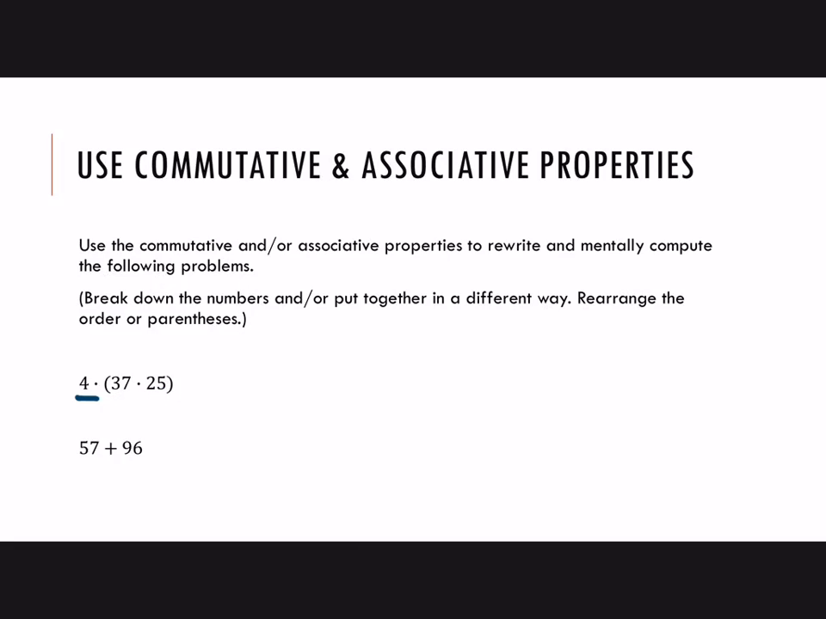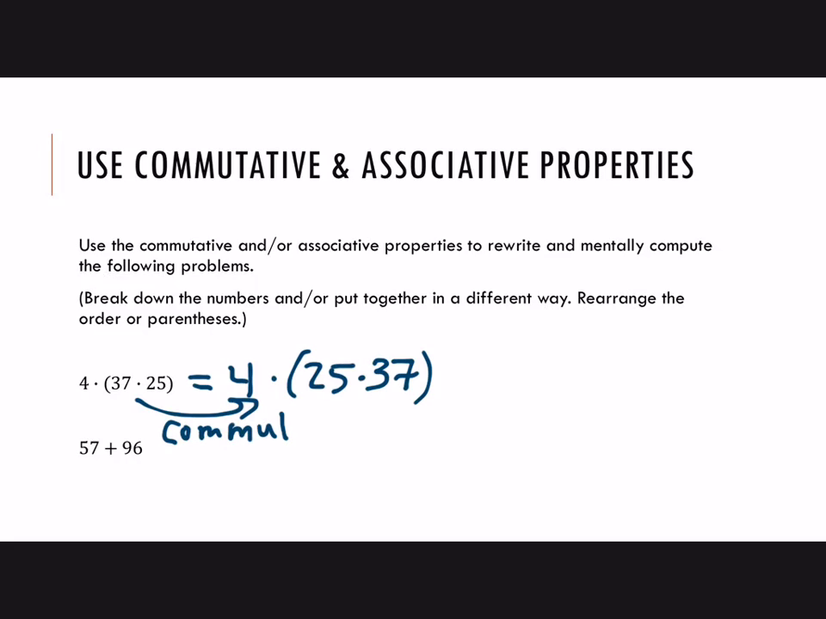Well, how do I know I'm allowed to do that? I know because of these two properties. All right, so first thing I could do is switch the 25 and the 37. And if you look at the part of the problem that I've changed, why am I allowed to do that? Well, I've switched the order of two numbers that are being multiplied, so that's the commutative property. So if I'm justifying this change, I would justify that by saying, okay, I used the commutative property.